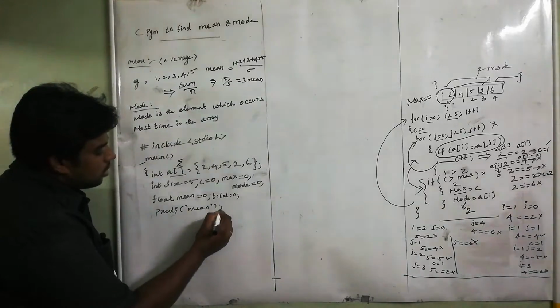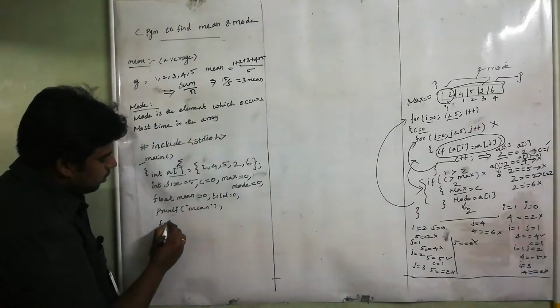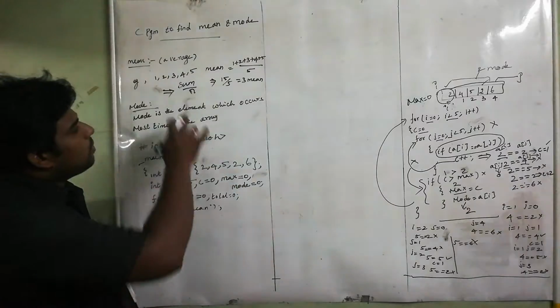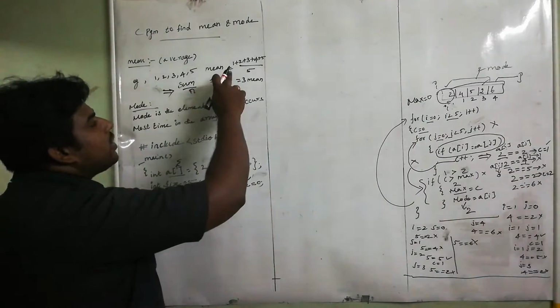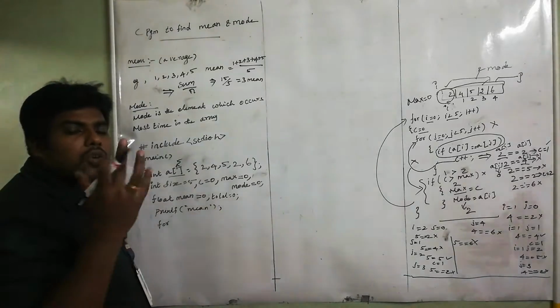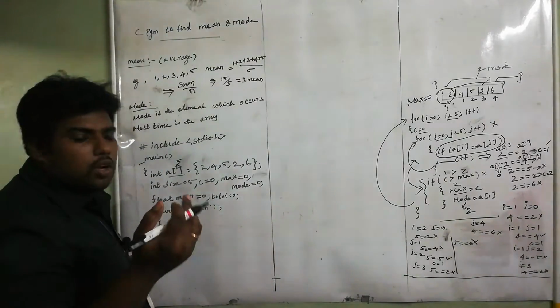Okay, now I want to find the total for all elements. So I want to find the sum of this series. I want to add 5 times, so I am going for the loop.